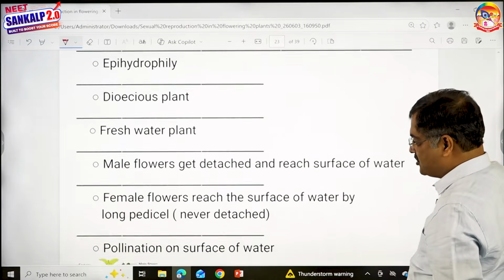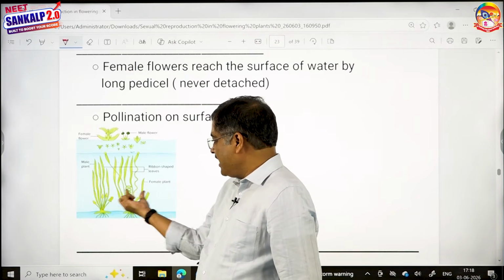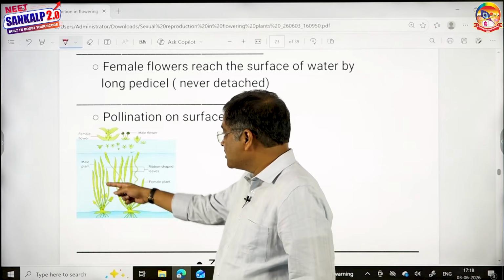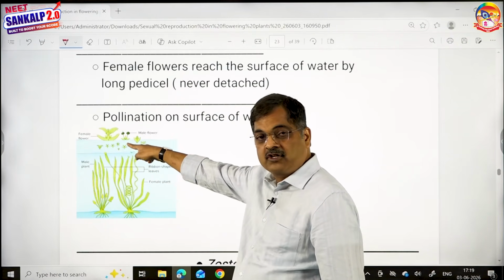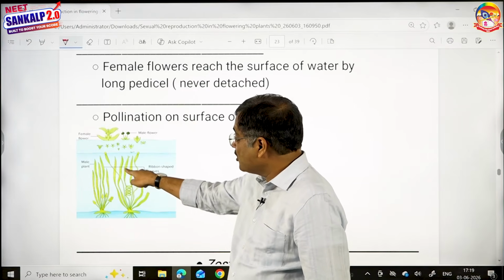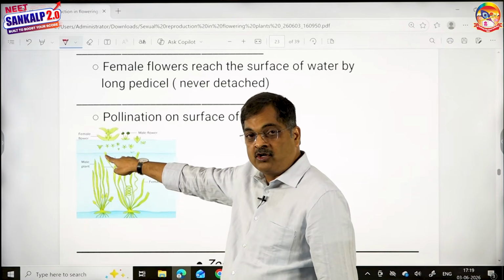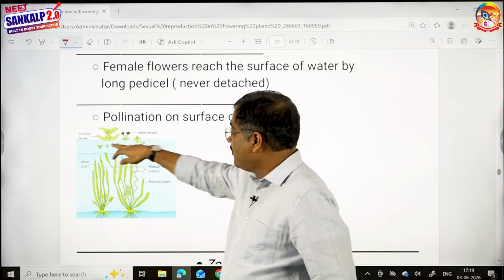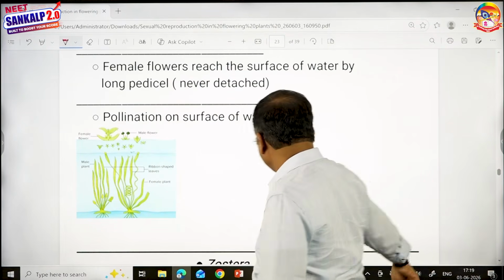Look at Vallisneria, children. I'm going to show you here. This is the male plant and female plant, so it is dioecious. You could see the male flowers getting detached and reaching the surface of water. The pedicel of the female flower uncoils and brings the female flower onto the top of the surface of water. Pollination occurs on the surface, hence epihydrophily.